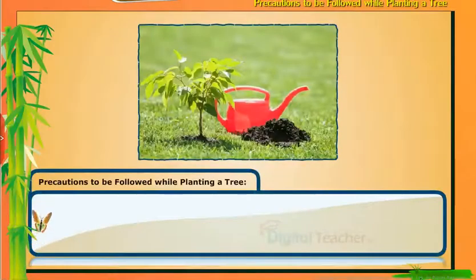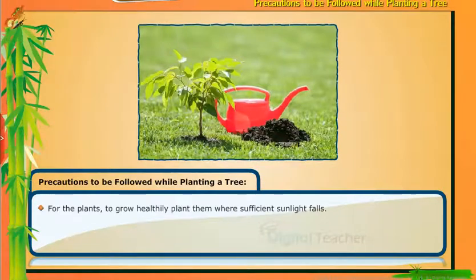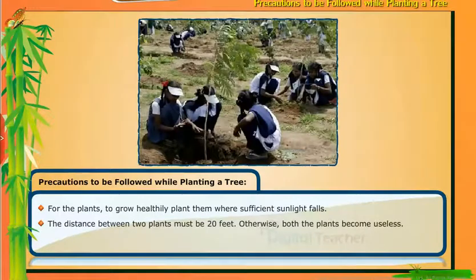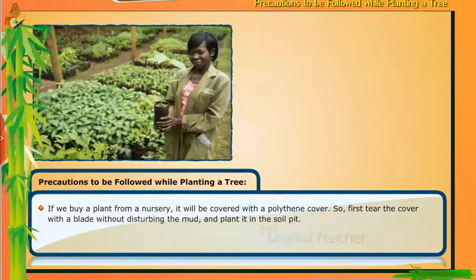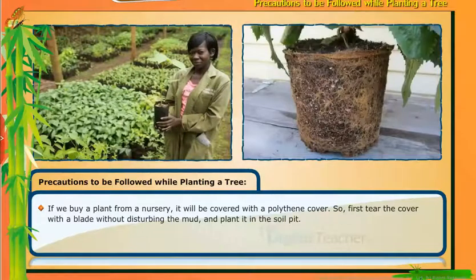Let us know the precautions that are to be followed while planting a tree. For the plants to grow healthily, plant them where sufficient sunlight falls. The distance between two plants must be 20 feet. Otherwise, both the plants become useless. If we buy a plant from a nursery, it will be covered with a polythene cover. So, first tear the cover with a blade without disturbing the mud and plant it in the soil pit.